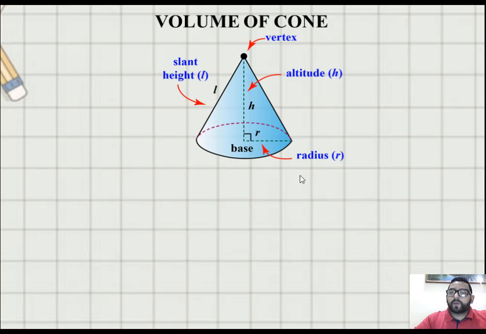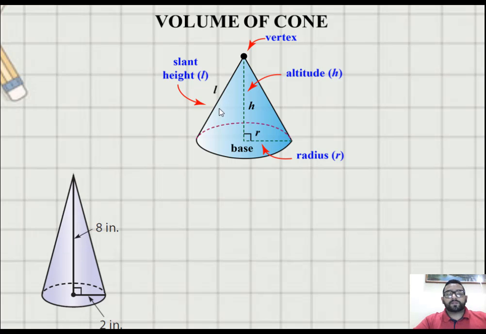In this case we have the radius, which is in the base, and remember the radius goes from the center to one point on the circumference. Then we have the altitude, which sometimes we call height, the vertex, and the slant height.